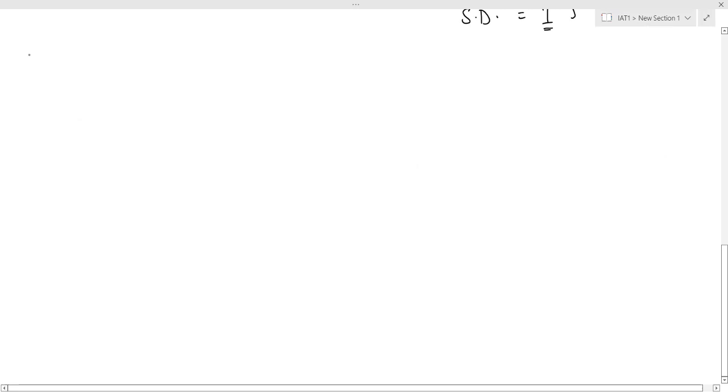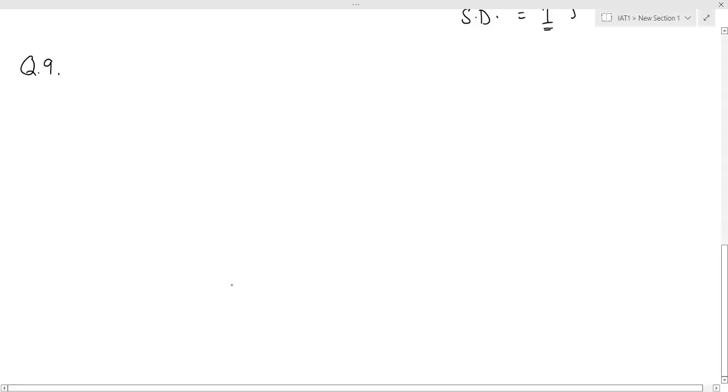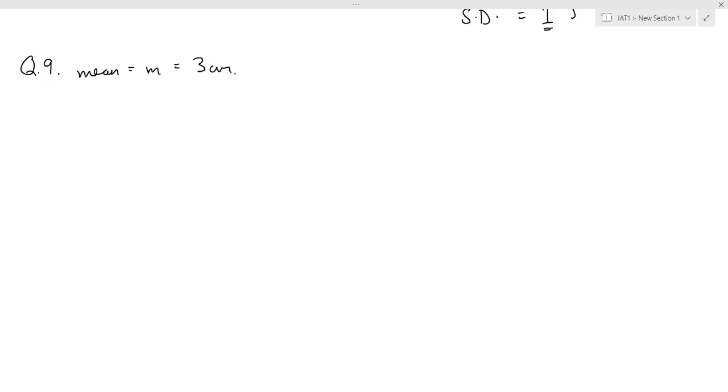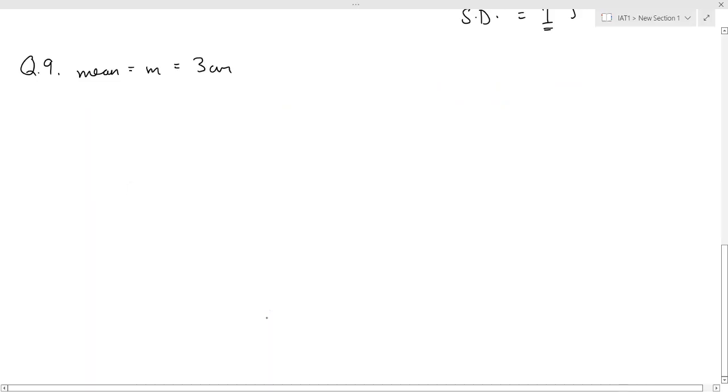So let us start. We will start with question number 9, I think. Yes, question number 9. What have they given us? The diameters of can tops produced by a machine are normally distributed. Right? See, they are normally distributed with a mean of 3 centimeter. What is the mean? Mean is 3 centimeter. So we can write it over here. Mean m = 3 centimeter. Next thing what they have given us, and standard deviation of 0.05 centimeter.